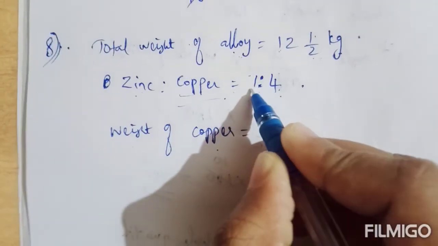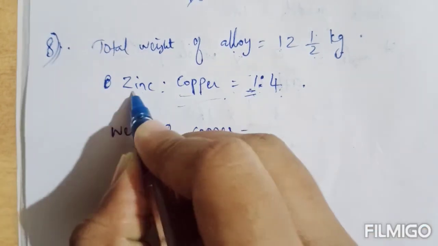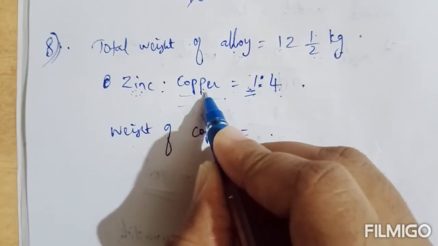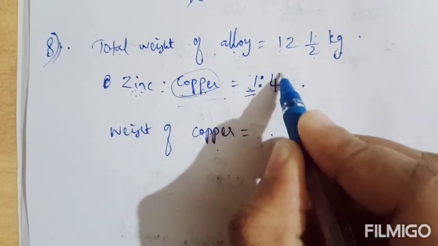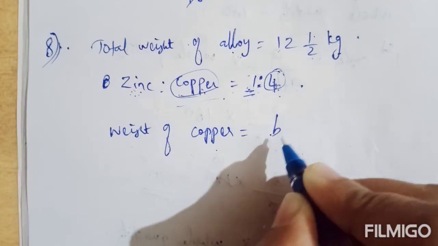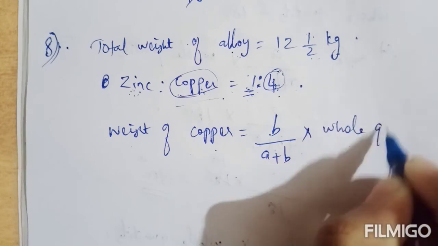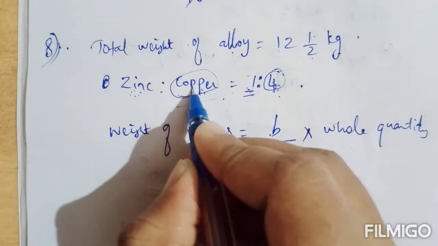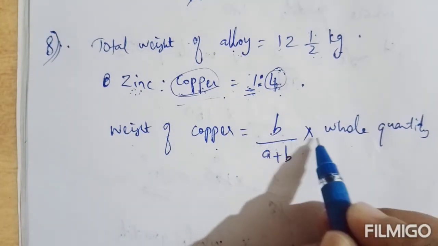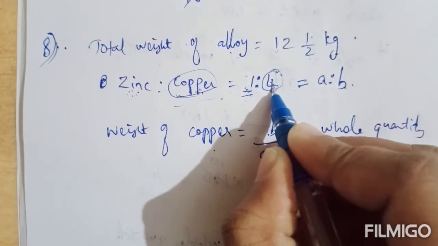So here, in terms of ratio you can see 1:4. 1 represents the weight of zinc and 4 represents the weight of copper. We have to find the weight of copper. Okay, so we can take this one. We know the formula, it is B by A plus B into the whole quantity. Okay, second part we are finding here. The second part is copper here. So in order to find the second part, the formula is B by A plus B into the whole quantity. This ratio we can take as A is to B. In that, in place of B, it is 4.